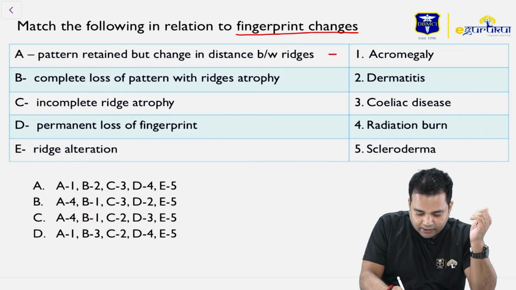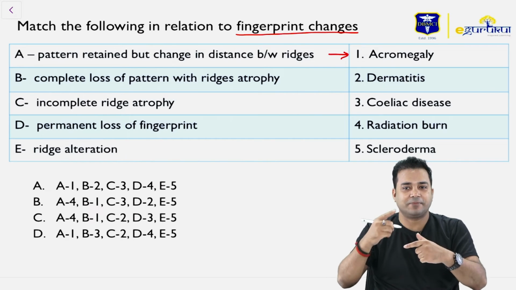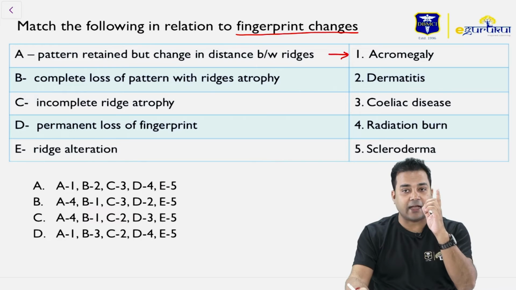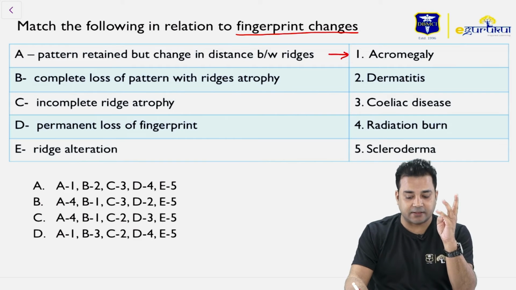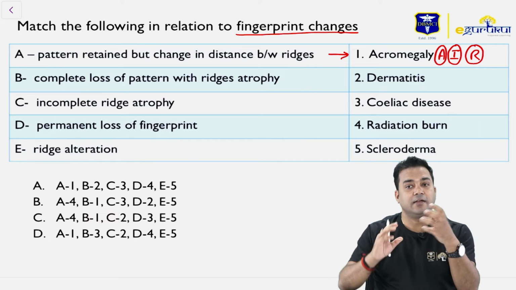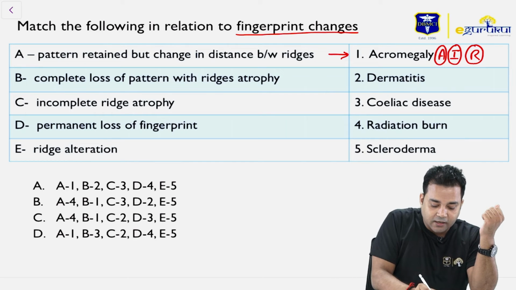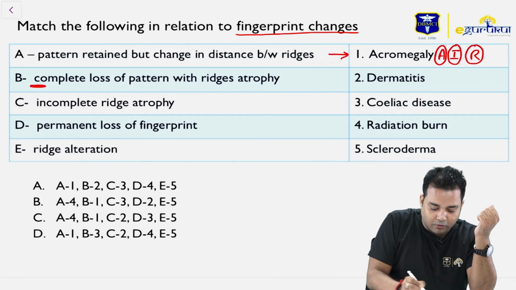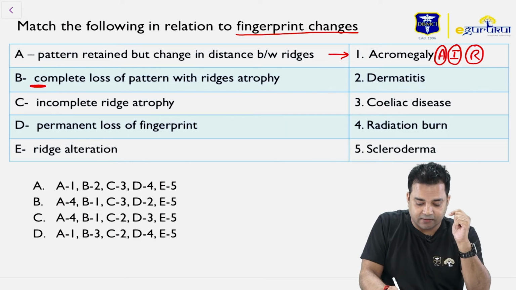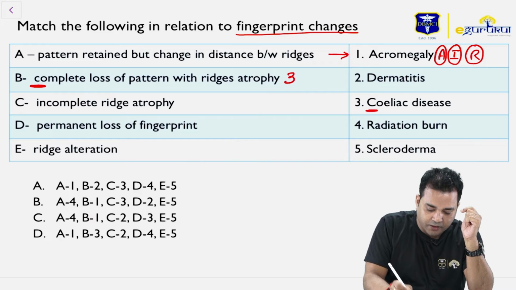Yes, this goes with acromegaly. Along with acromegaly, we have covered this table time and again in our classes. Acromegaly, infantile paralysis and rickets. I for infantile paralysis, R for rickets. So whenever A for acromegaly, I for infantile paralysis, R for rickets is there, there will be change in distance between the ridges. Easy to remember like this. Complete loss of pattern, C for complete loss and C for celiac disease. Celiac disease. So B is matching with 3, A is matching with 1.